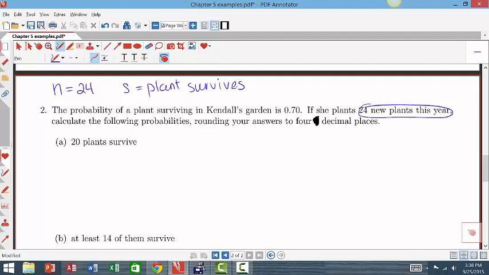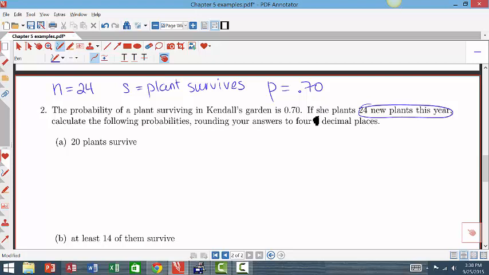Otherwise, it's failure. Then the probability of success is the same for each trial. So the probability in our case is 0.70. And the trials are independent, so whether one plant survives or doesn't should not affect what happens to the other plants. And the random variable x represents the number of successes that occur. So in our case, we can get anywhere between 0 and 24. Those are the values of our random variable.